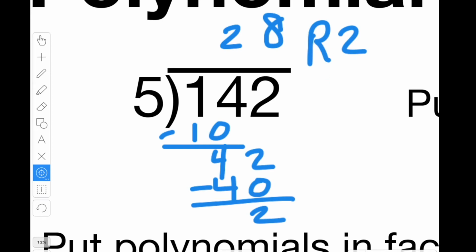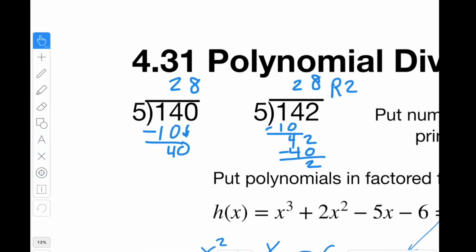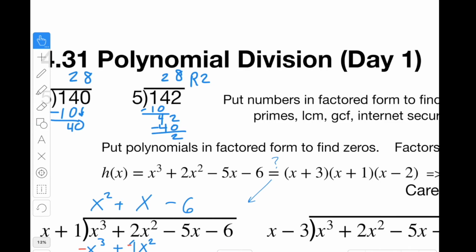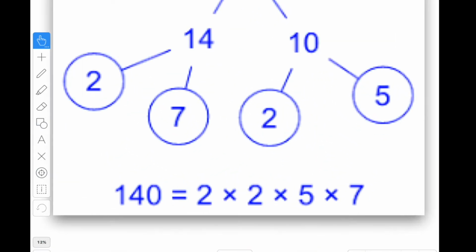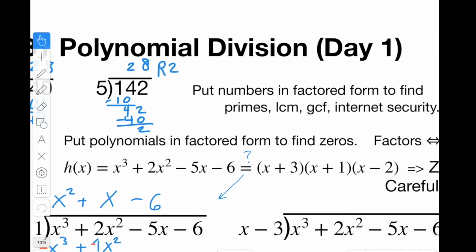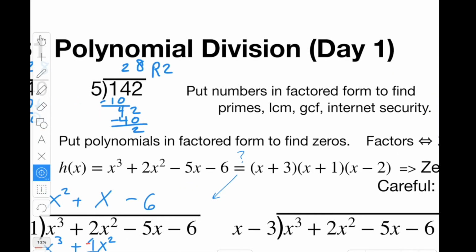We're going to do the same exact thing with polynomials. And sometimes there's going to be a remainder, and sometimes there isn't. But the whole point is to be able to put polynomials into factored form. This is factored form with just numbers. Factored form with polynomial functions would look like this. This h of x would eventually factor into this.